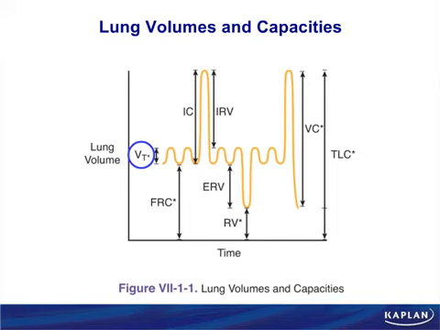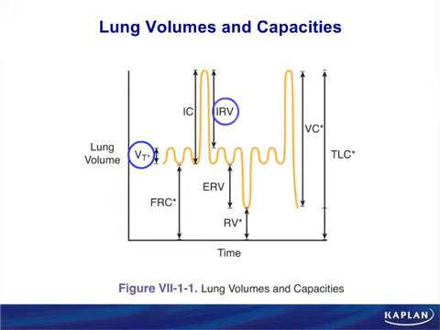Okay, for our 4 lung volumes and 4 lung capacities, we'll start first with the one that is circled, which is tidal volume, VT, tidal volume. This is the volume of air that enters or leaves the nose or mouth per breath. So we breathe in, we breathe out, breathe in, breathe out, as you can see on the tracing. It is, again, the volume of air that enters or leaves the nose or mouth per breath. That's tidal volume.